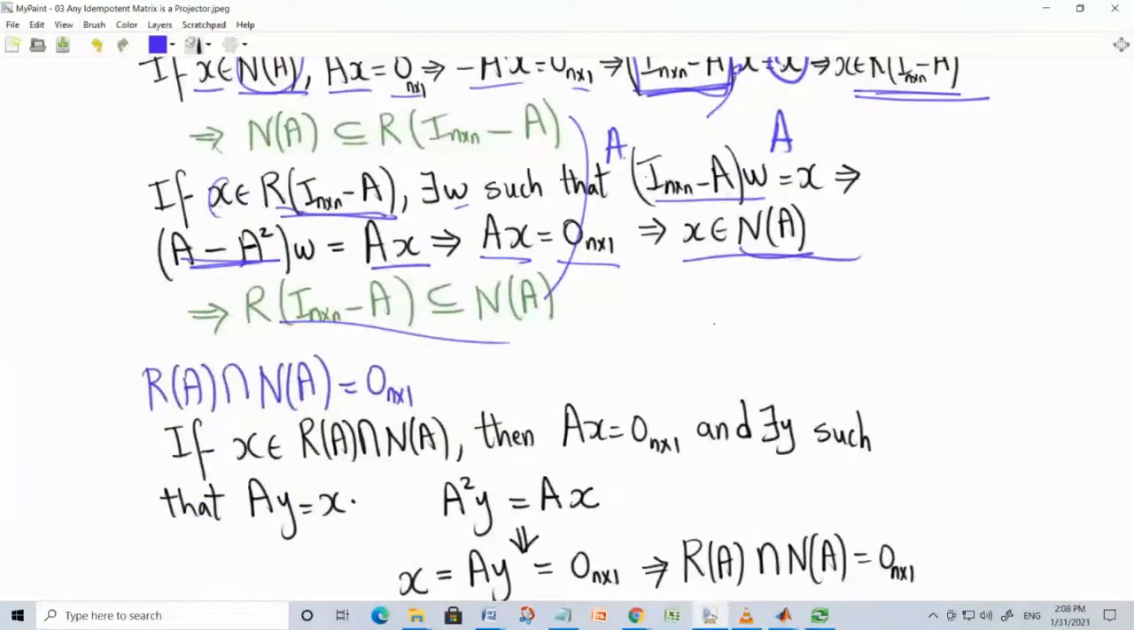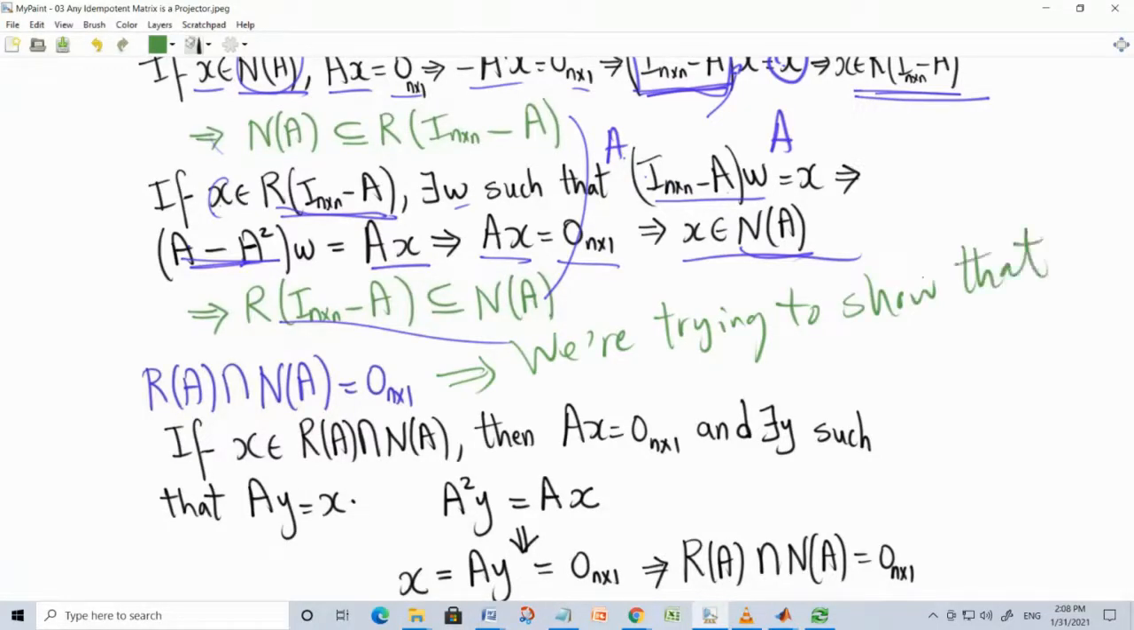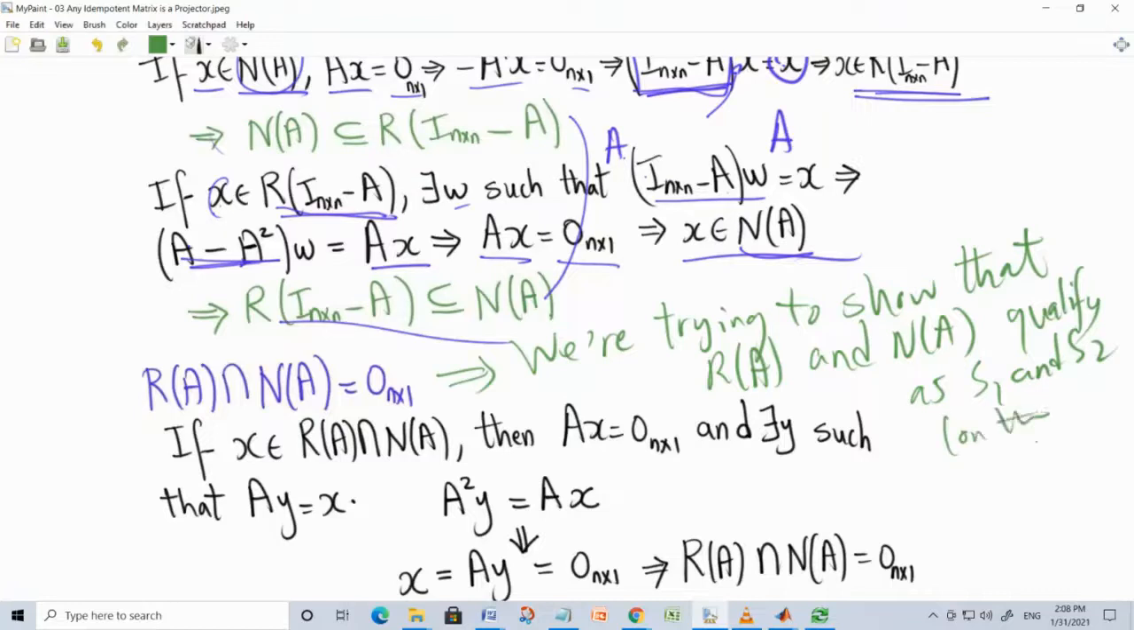Now let's verify another property, that the range of A and the null space of A have an intersection equal to 0. I mean, where are we headed? What are we doing here? Okay, so we are trying to show that R of A, where A is an idempotent matrix, and N of A qualify as S1 and S2 on the previous page.